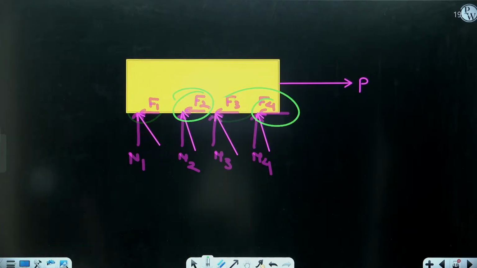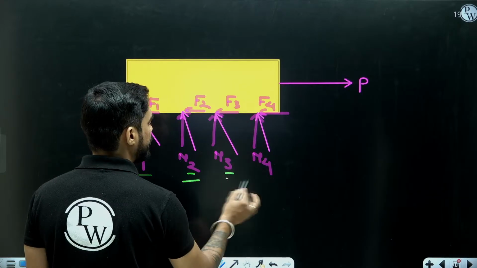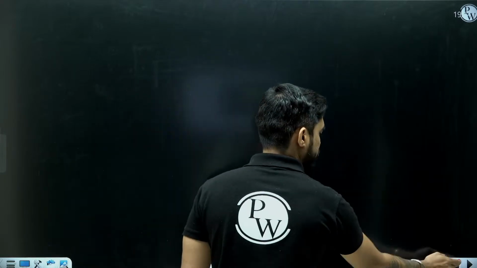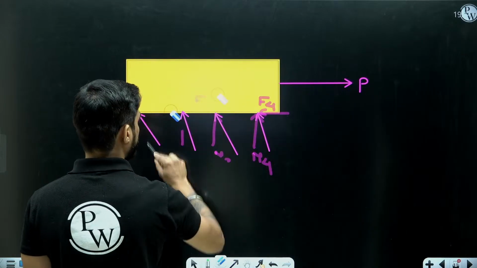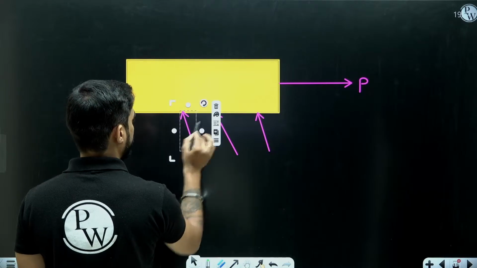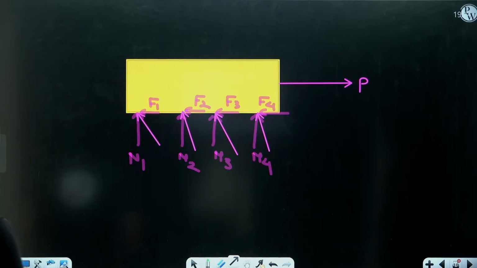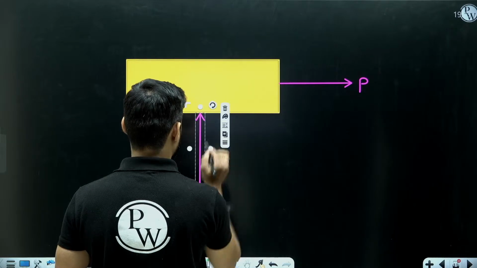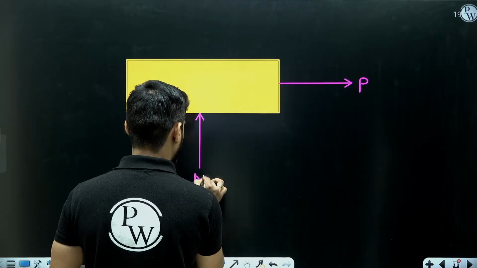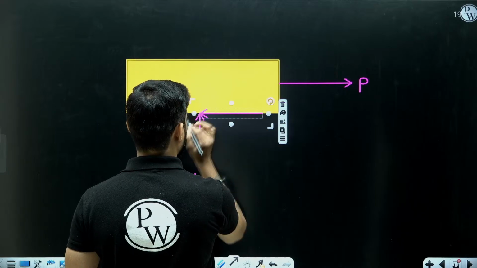Now we are not going to consider the force at every point. What we are going to do is take the resultant of all these forces. We are not going to consider each and every point separately. So we will take the resultant of N1, N2, N3, N4, N5, N6 to infinity. We will consider only one single normal force, something like this. Let me call it N. And for F1, F2, F3, F4, all these friction forces, we will consider one friction force, something like this, F.